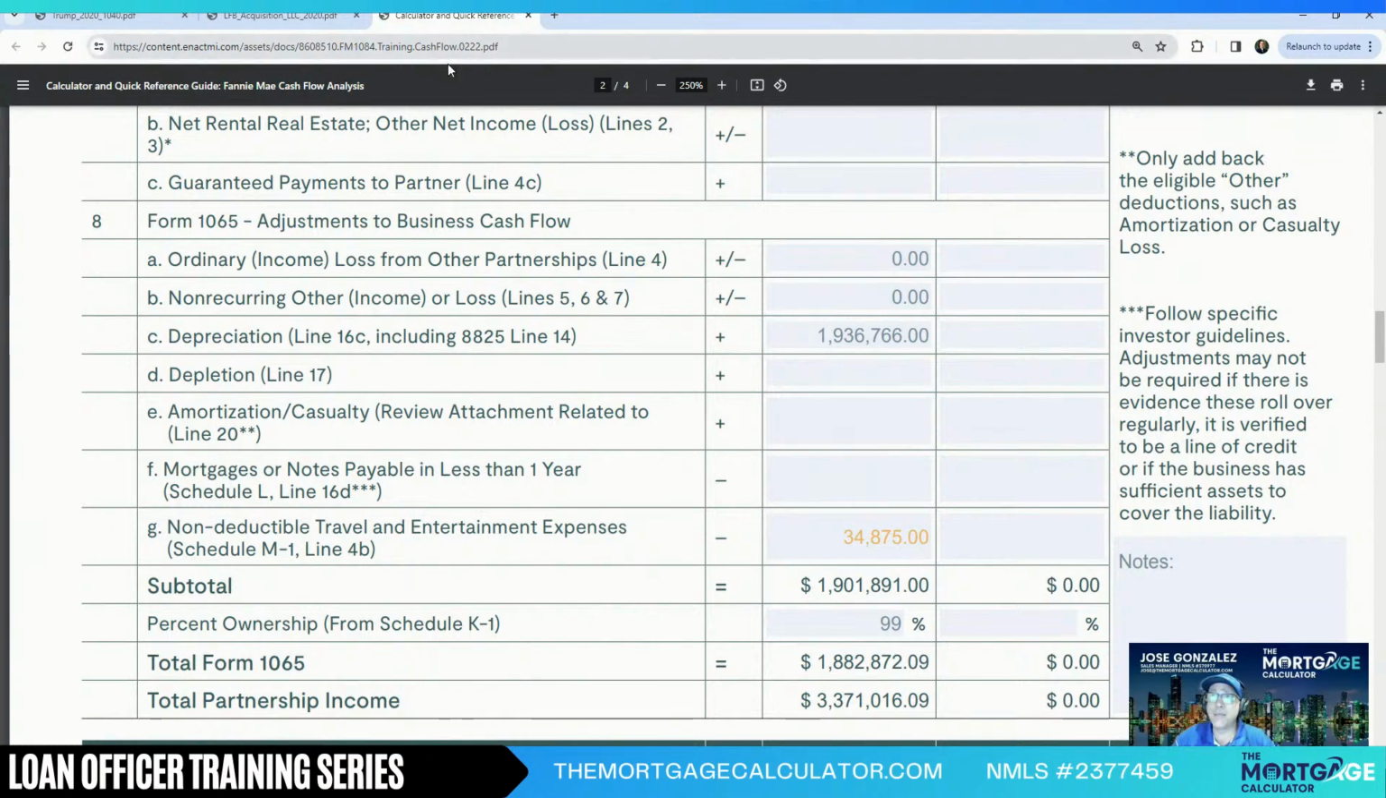Now, there was no depletion on this doc here. And actually, let me go, I'll show you in a minute. Mortgage notes payable. There are no mortgage or notes payable less than 1 year in Schedule L, line 16D. Nothing there. And there is $34,875 in unreimbursed or meal or entertainment and travel expenses. Actually, is what it was, and I'll show you that schedule in a minute. Let me show you the first schedule.